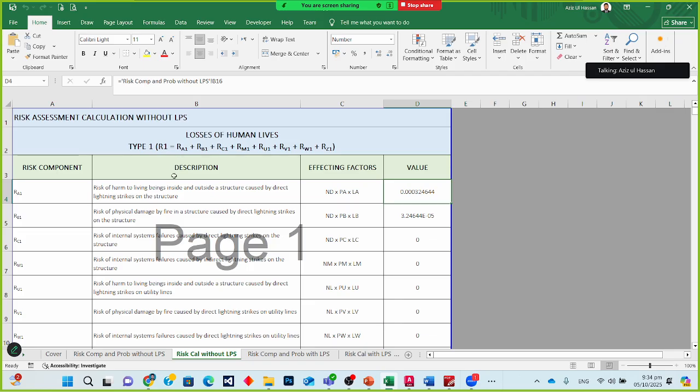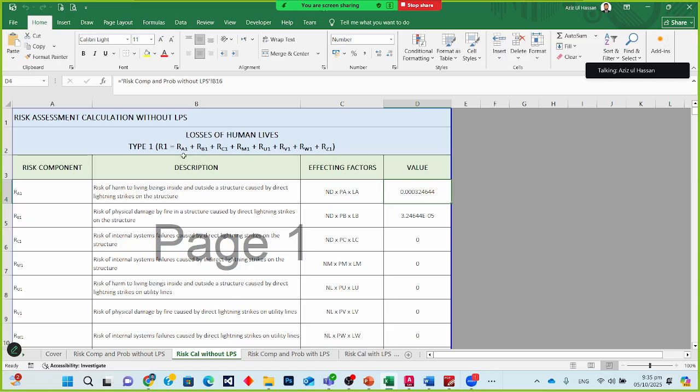RA, RB, RC, RM, RU, RV, RW, RZ. Basically, these are the components R, A, B, C, M, U, V, W, and Z. These are the risk components, and R1 is the risk one. When we have to calculate this risk one, we need this risk component calculation. Then we can calculate this risk R1, losses of human lives.